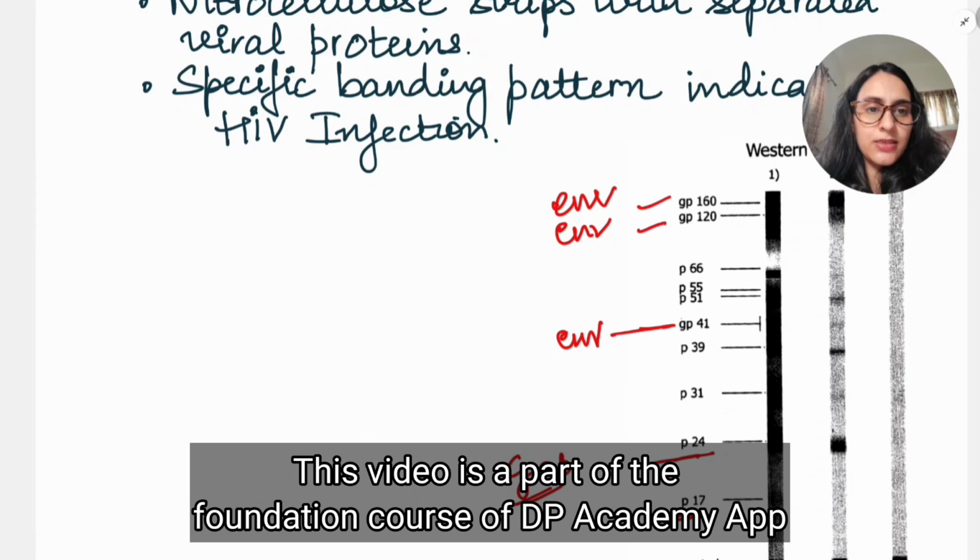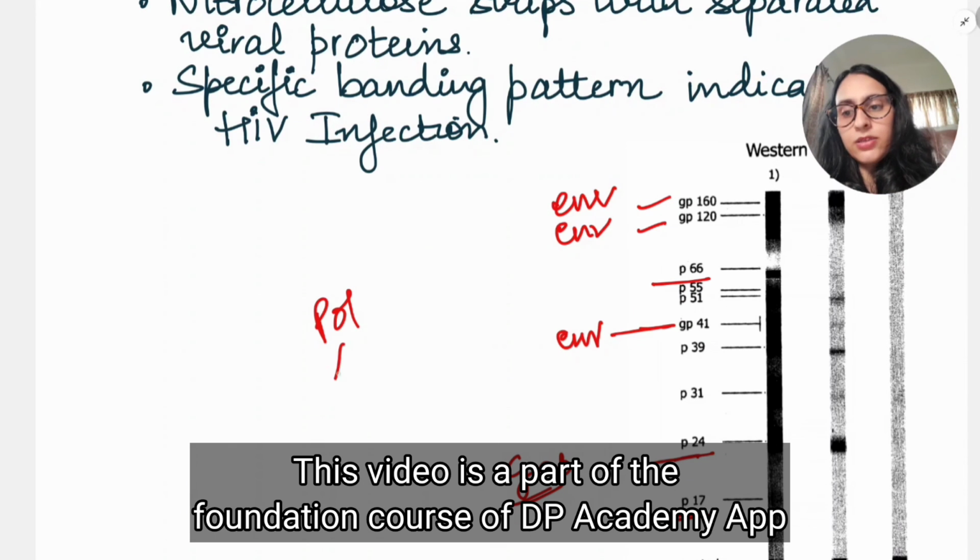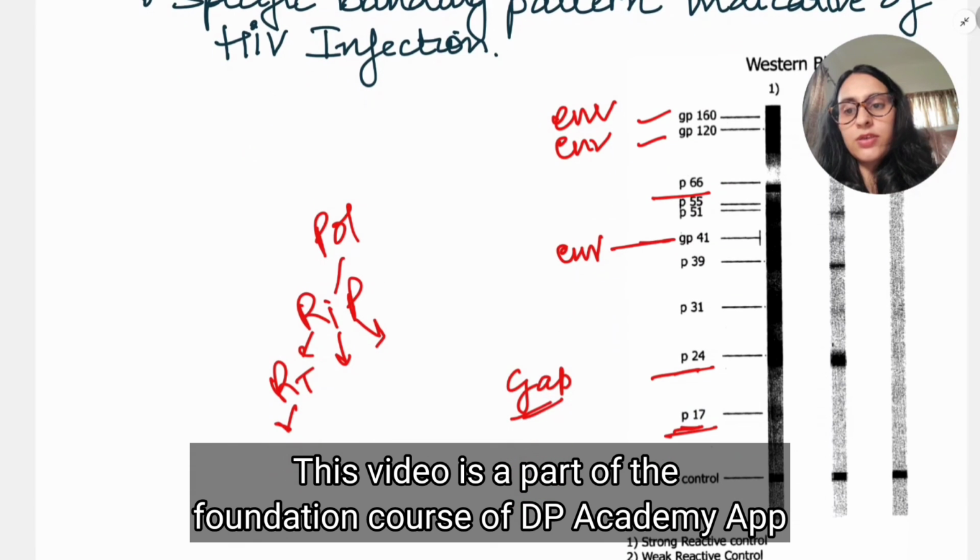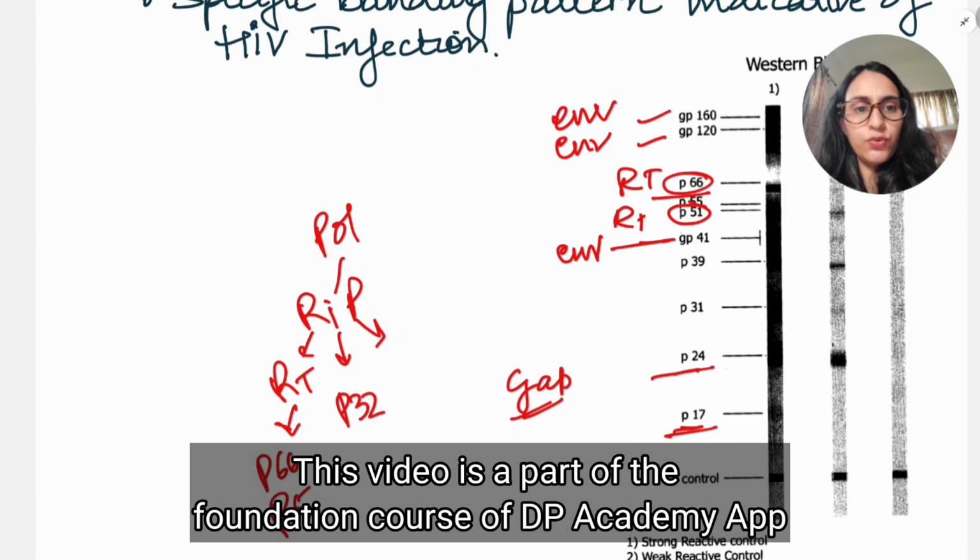Then in the pol, reverse transcriptase, 66, remember reverse transcriptase. In the pol, we had the mnemonic RIP, rest in peace. First one is reverse transcriptase, second is integrase, third is protease. Reverse transcriptase, remember P66 and P51. Then for integrase, we have P32. So P32 here is not seen, but P32 is for integrase. And for protease, we have P12.